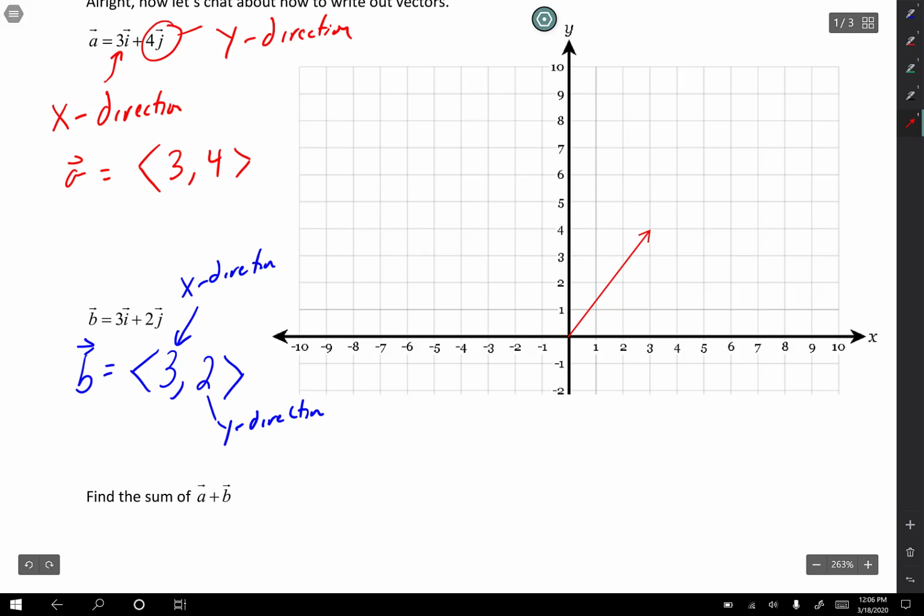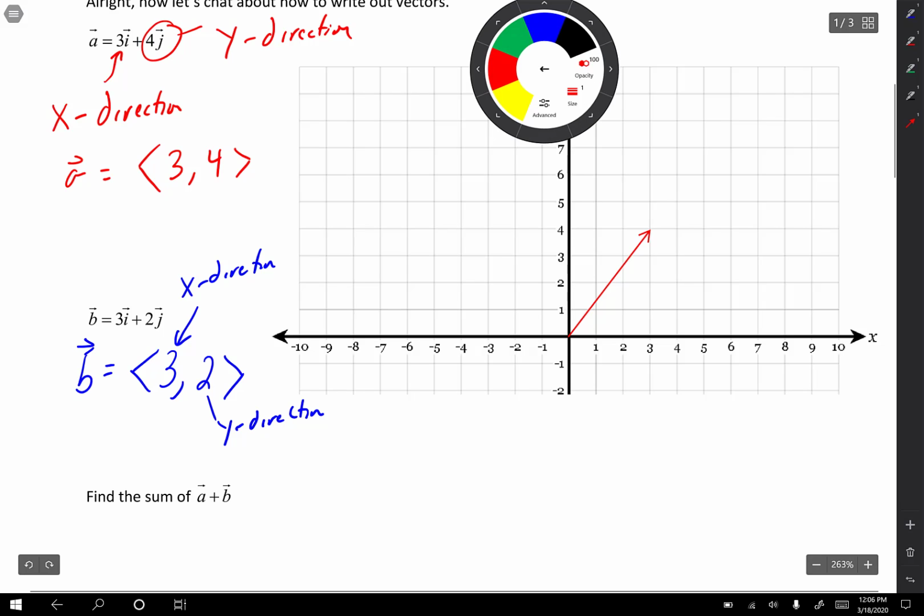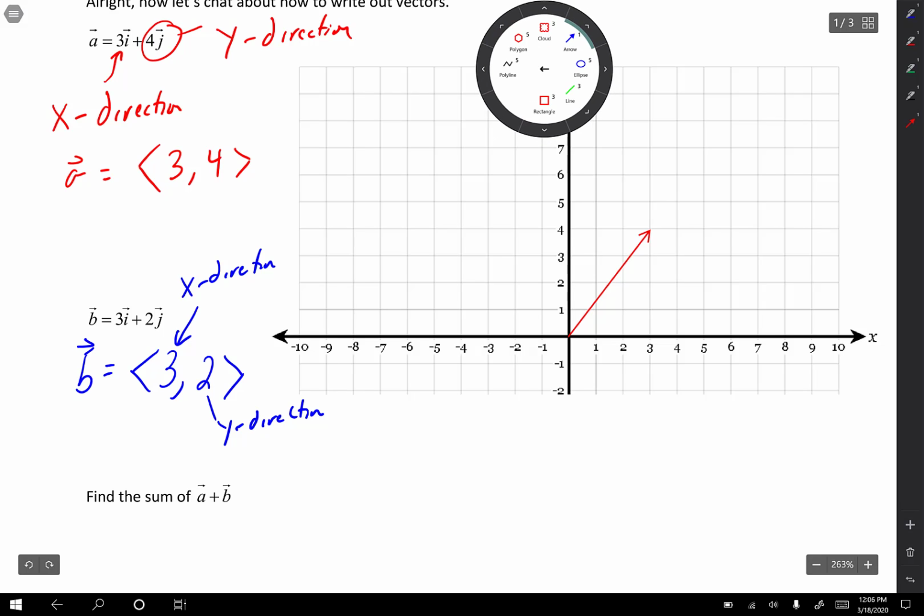I'm going to continue, and I noticed that I do not have a blue arrow, so let me see if I can insert that. Where are my arrows? Shapes. Arrow, blue. All right, so let's see. I'm going to go from 3 to 2. So 3 and then 2. Well, there it is. It's not perfect. You kind of want that arrowhead to be touching that point right there.